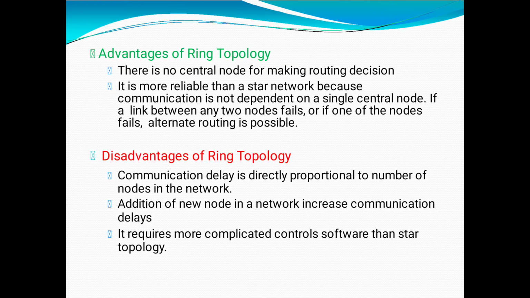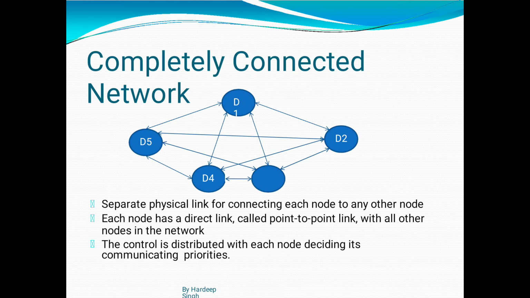The main advantage here is, unlike star topology, there is no central node for making the routing decisions. It is more reliable. Then the disadvantage is communication delay. Adding a new node in the network is somewhat difficult. It is more complicated for controlling the software. It requires more complication for controls.